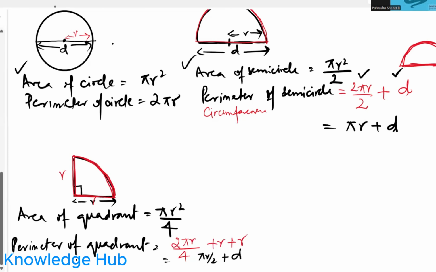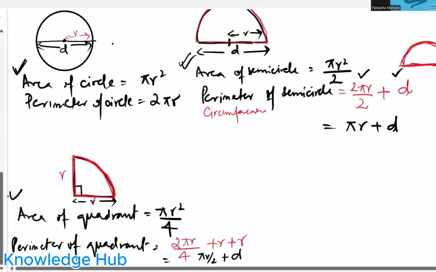Okay, let's just recall it once again. For a circle, the area is pi r square. For a semicircle, it is pi r square over 2. For a quadrant, it's the fourth part of a circle, so it's pi r square over 4. For the perimeter of a circle, it's 2 pi r. For a semicircle, it's pi r plus d. And for a quadrant, it is pi r over 2 plus d.